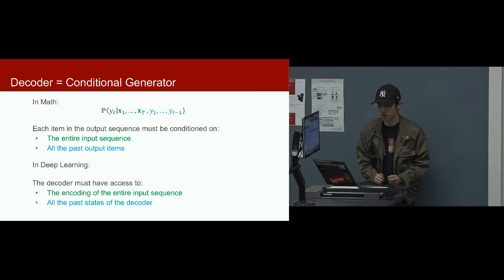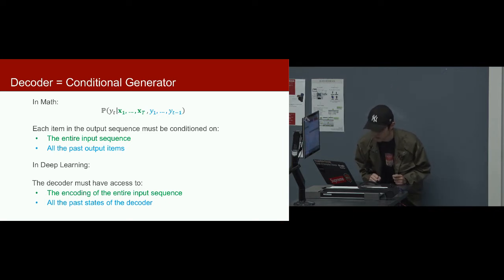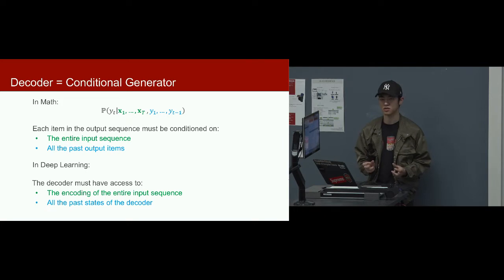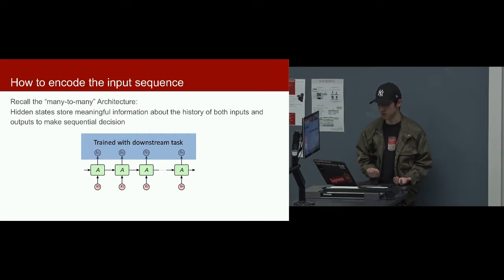So how do we model this in deep learning? We need to consider that the decoder must have access to not just the decoder hidden state, because we want to generate something based on the history. Basically, we'll consider an RNN, so it's trivial to model the y_1 through y_{t-1} part. But to model the conditioning on the entire input, we might let the decoder somehow have access to the whole encoding of the input sequence.